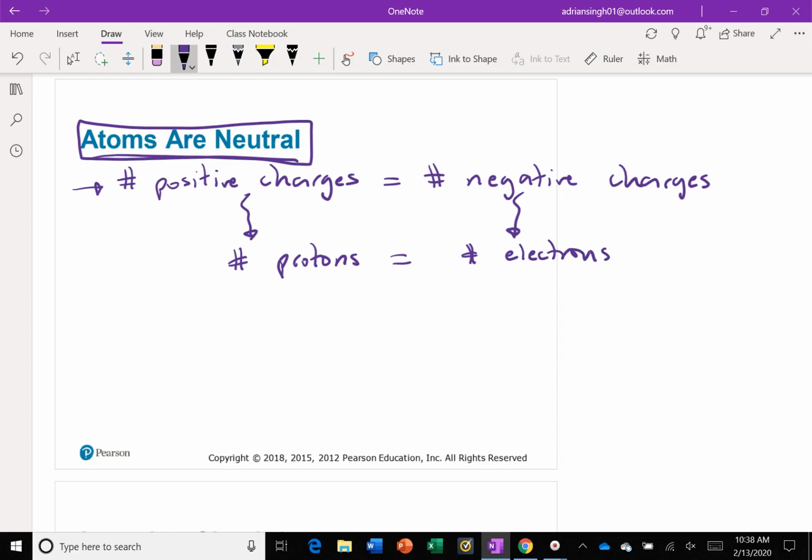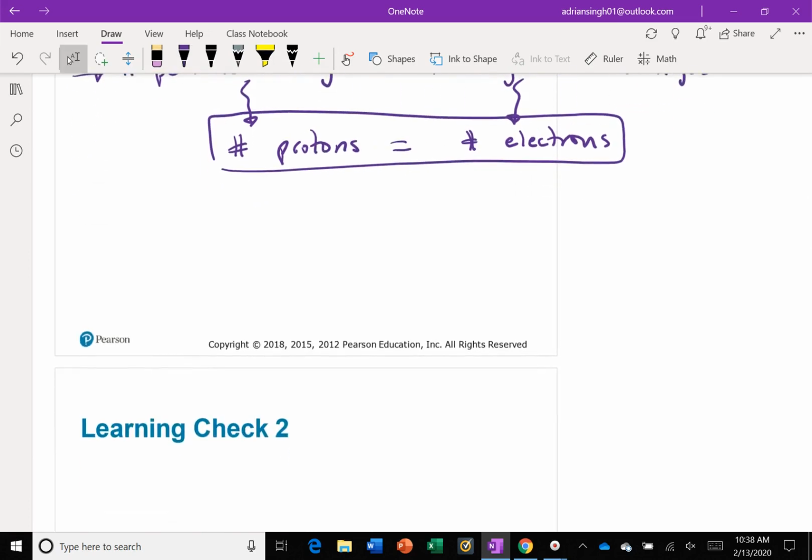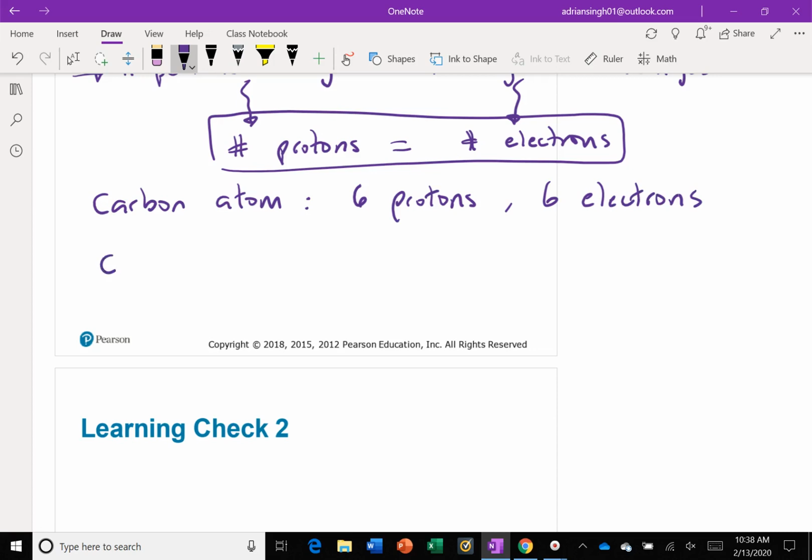So in an atom, which is by definition neutral, the number of protons is simply equal to the number of electrons. All right, so for instance, if I'm looking at carbon, and I'm looking at the carbon atom, I can look up on the periodic table that it's got 6 protons, which means it is also going to have 6 electrons. Similarly, a copper atom, we look it up on the table, it has 29 protons, which means by definition, if it's an atom, it is also going to have 29 electrons.